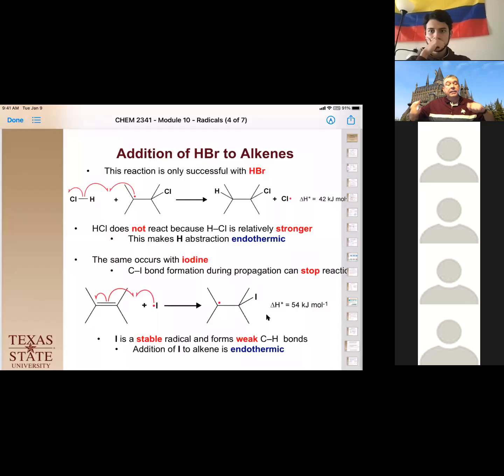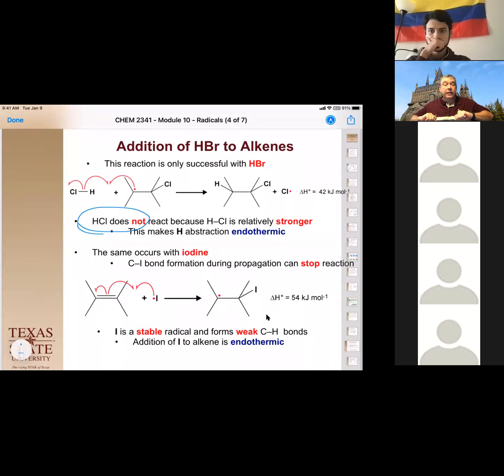And just like in the case of bromination with just pure iodine, the iodine radical is too stable, so we don't add HI across this either. It's also endothermic. So it's weird, it's the bromine, which is in between the two, that is the only one that can do this step, because in all cases, all of the abstractions and all the bond breakings and makings turn it into an exothermic reaction.